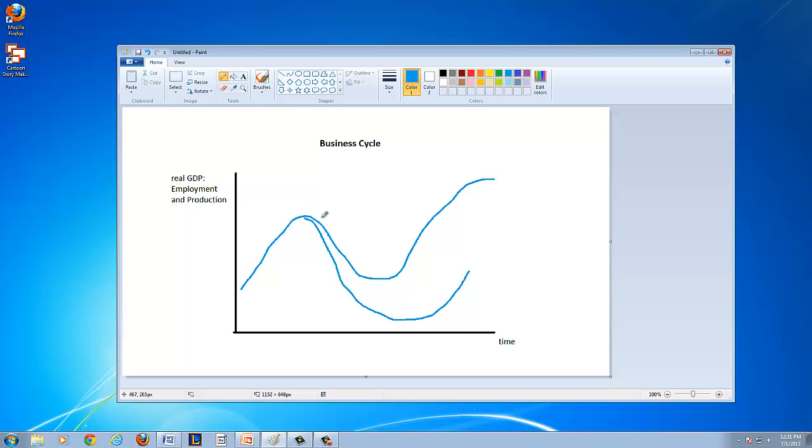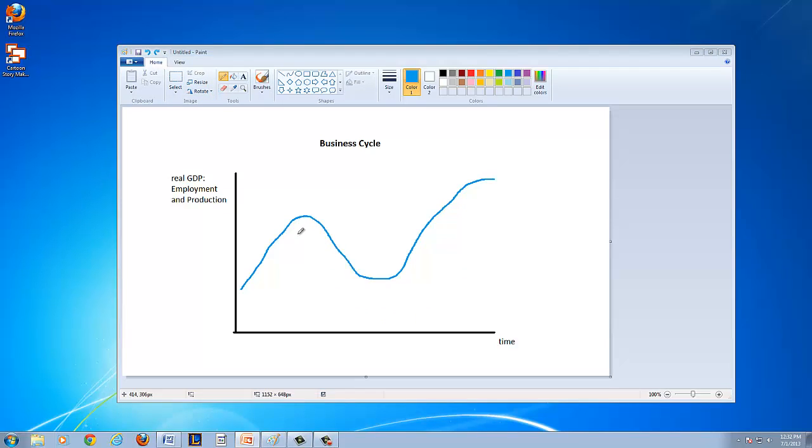Recessions are periods of economic downturns when output and employment are falling. Expansions can also be called recoveries, and they are periods of economic upturns when output and employment are rising.